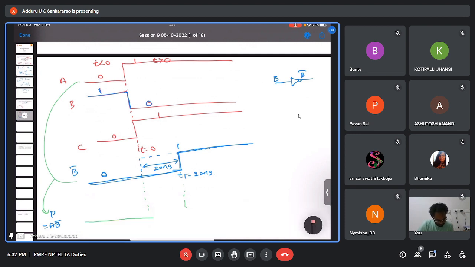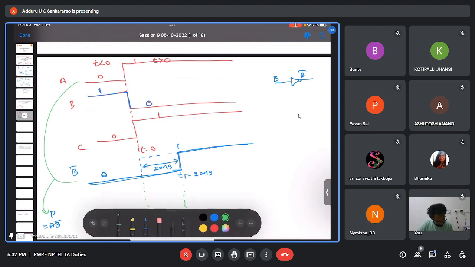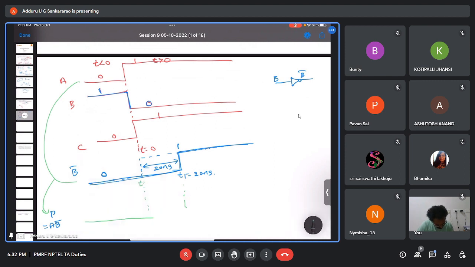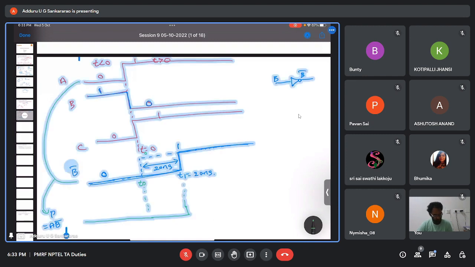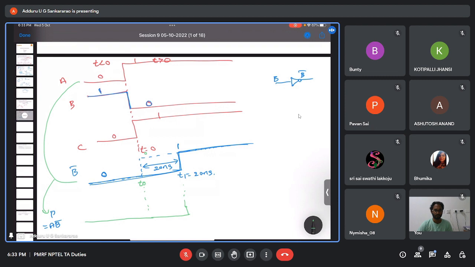Now from this interval, from T0 to T1, let us say this is T0. So T0 to T1, A is 1, but B bar is 0, right? So here also AB bar, this one. Now from T1 onwards, both B bar and A are high, right? So output is 1. This is ideally.